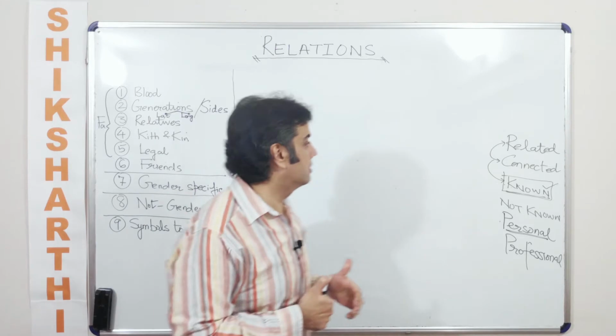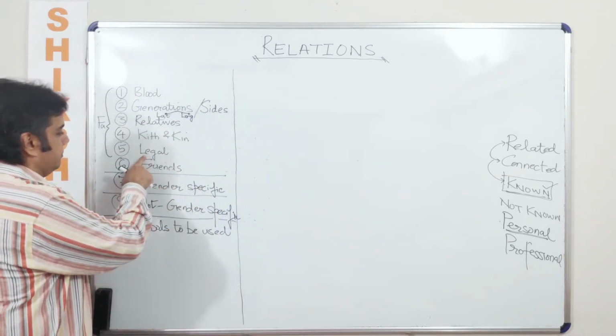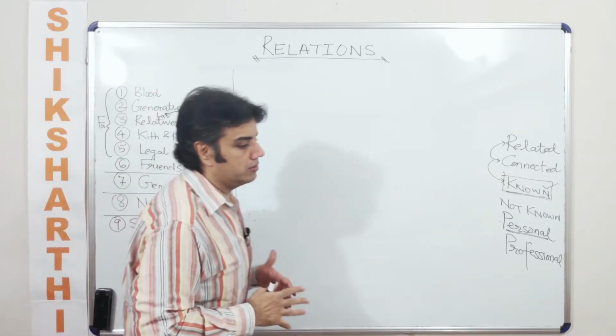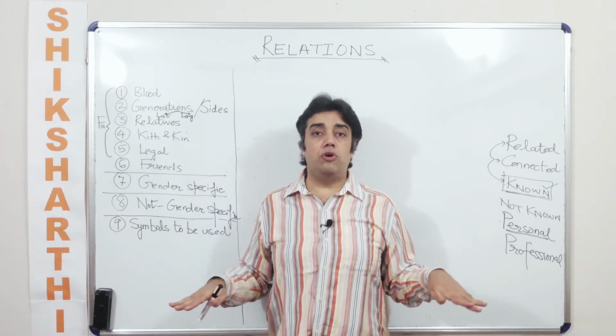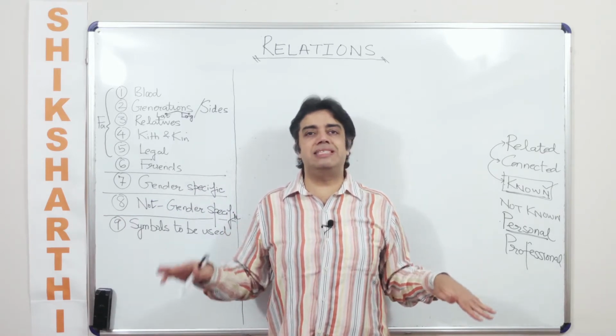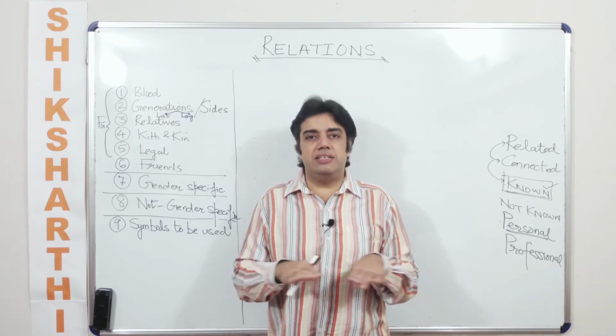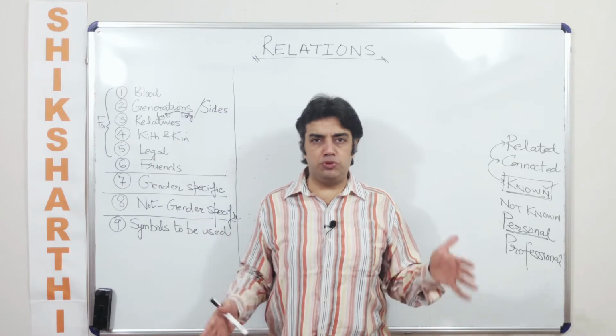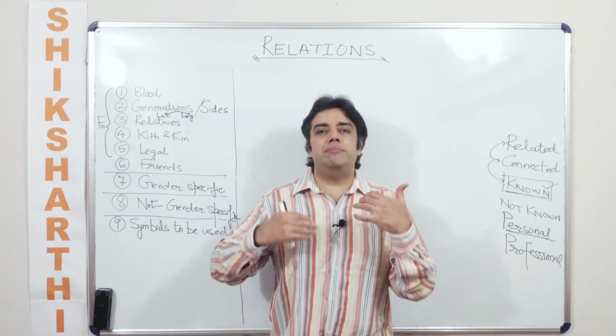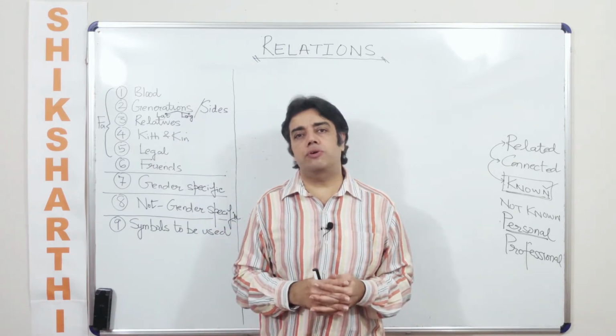Okay, next, we were talking about the legal relationship. Here is, let's say, a husband and wife or in-laws. These are some examples of a legal relationship, and this can be contested also. For example, if there is a dispute between a husband and wife, it can be contested in a court of law.